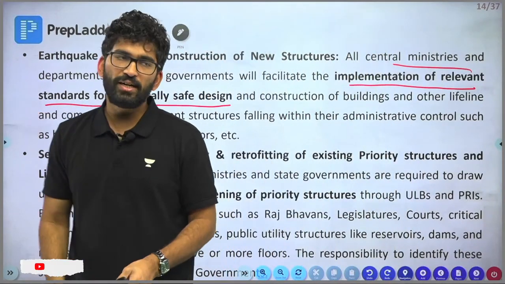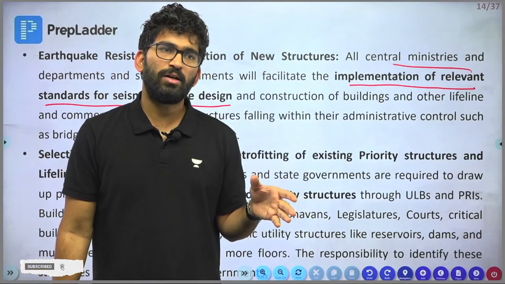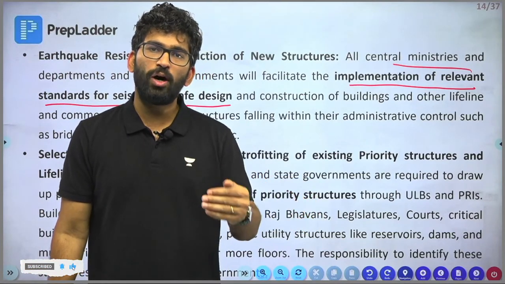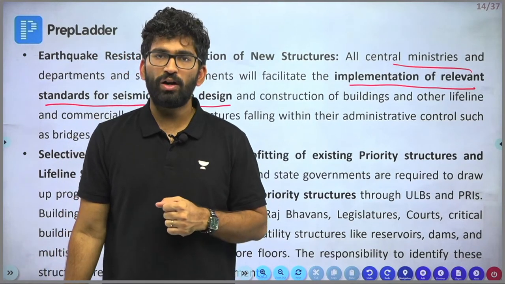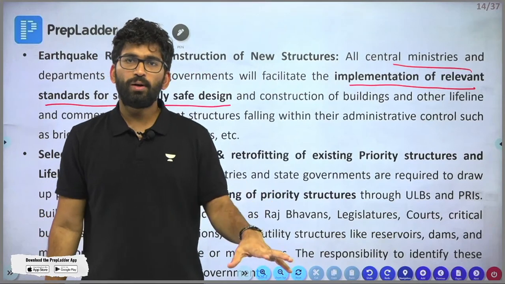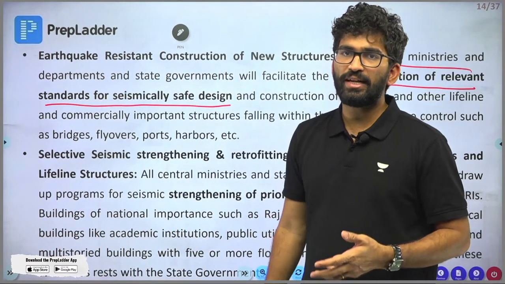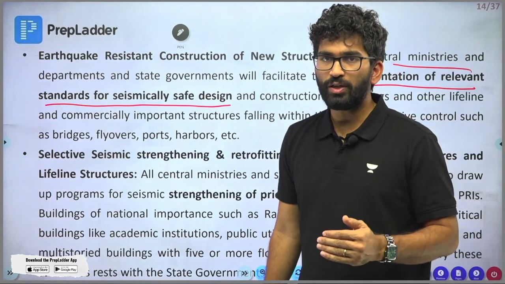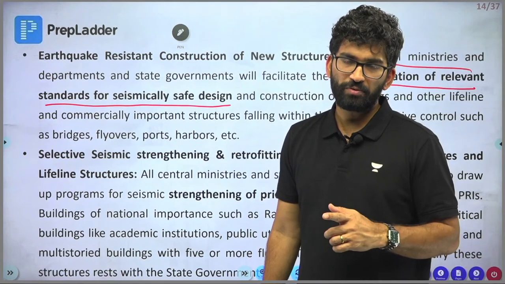Now, what are the relevant standards? What kind of earthquake resistant norms would be there? How much intensity can the given region tolerate? See, if you talk about alluvial plains, the intensity which alluvial plains can tolerate will be different from the intensity peninsular India can tolerate for an earthquake.